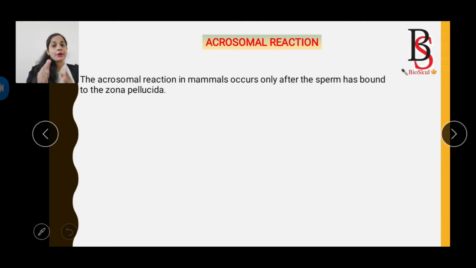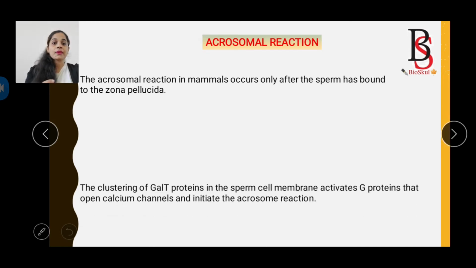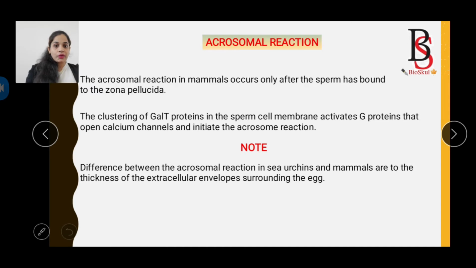Acrosomal reaction in mammals occurs only after the sperm binds to the ZP3 of the zona pellucida. The important point to be noted is how the acrosomal reaction in sea urchin and mammals differ from each other. The difference is because of the thickness of the extracellular envelope surrounding the egg.